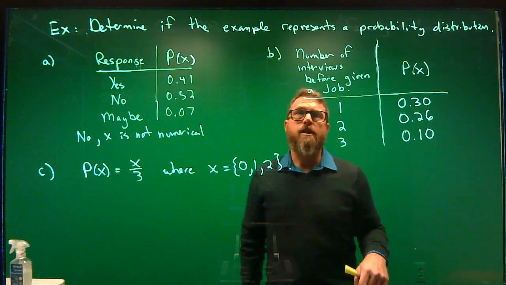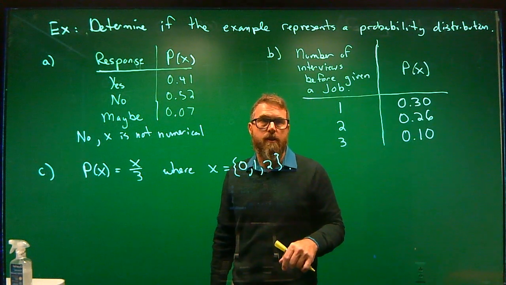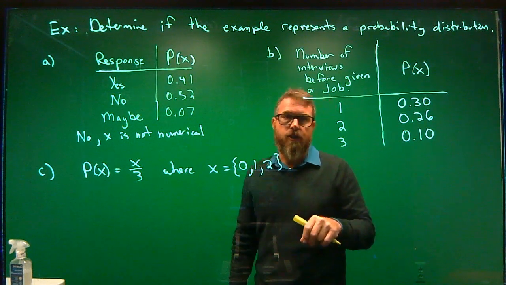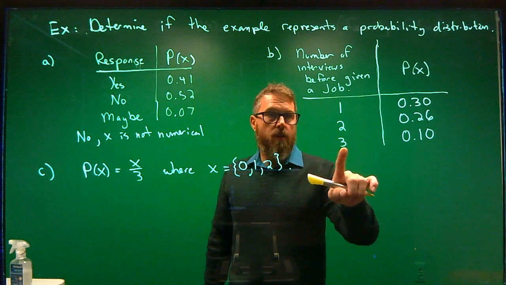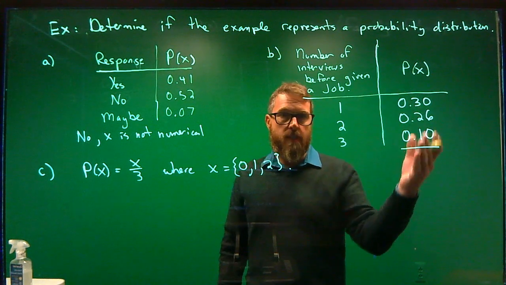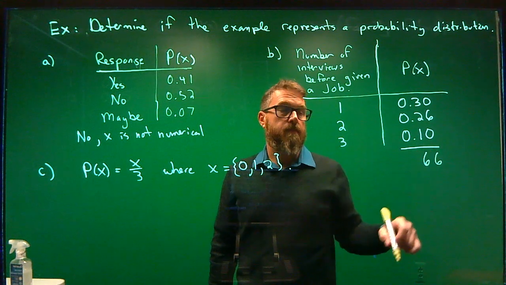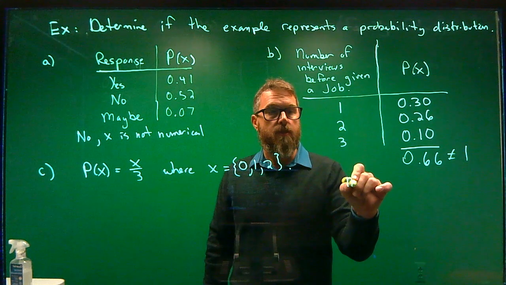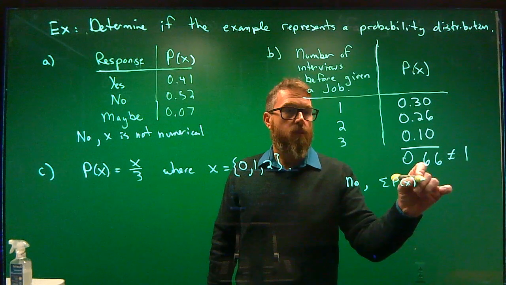For this one, it says the number of interviews before being given a job. So we can see that some professionals said, oh, 1 interview, 30% get a job, 2 interviews, 26% get a job, and after 3 interviews, 10% are given the job. So x is numerical, and it's associated with probabilities. But the reason this is not a probability distribution is that when I sum up p of x, you can see that this does not equal 1, so 0.66. So therefore it's not a probability distribution. No. The sum of p of x does not equal 1.